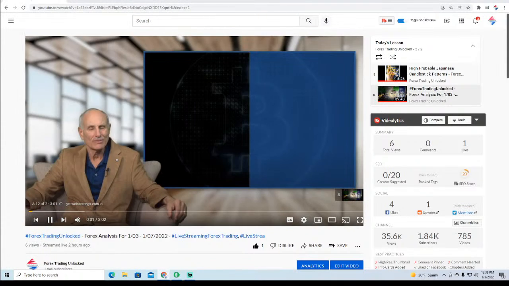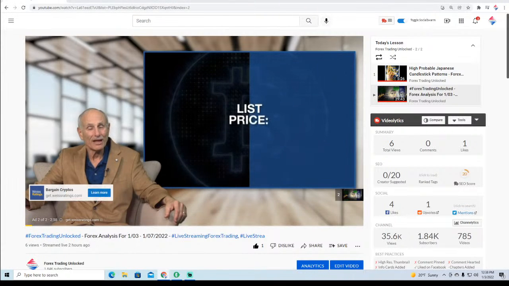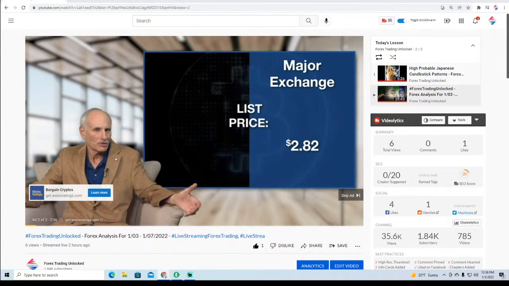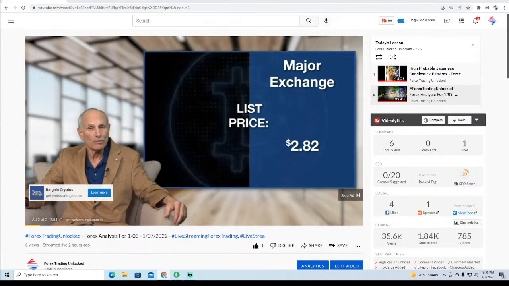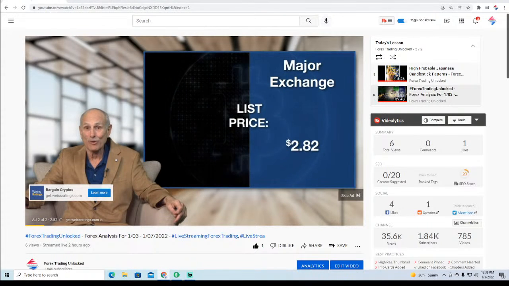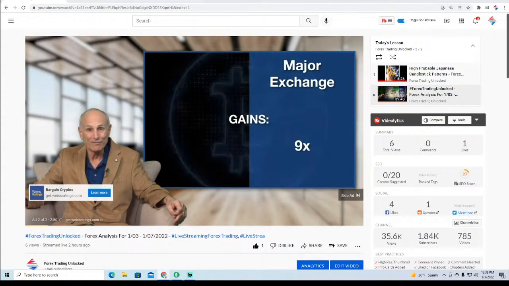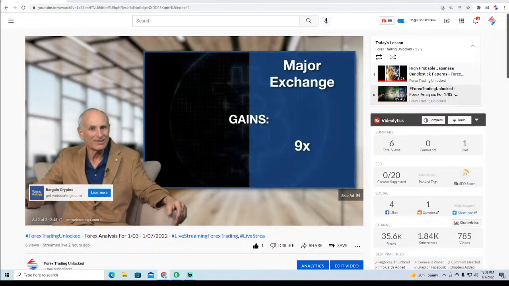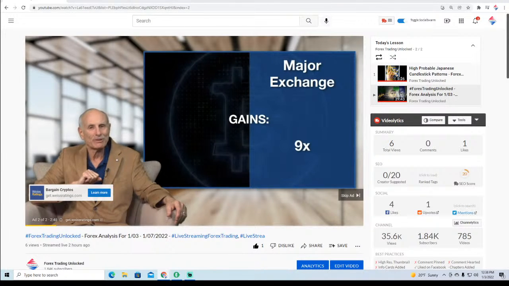Imagine this scenario. You buy a little-known cryptocurrency at $2.82 from a major exchange. The coin surges to $26.50 per coin, handing you a 9-fold gain. Sounds pretty good, right? But what if this happened instead?